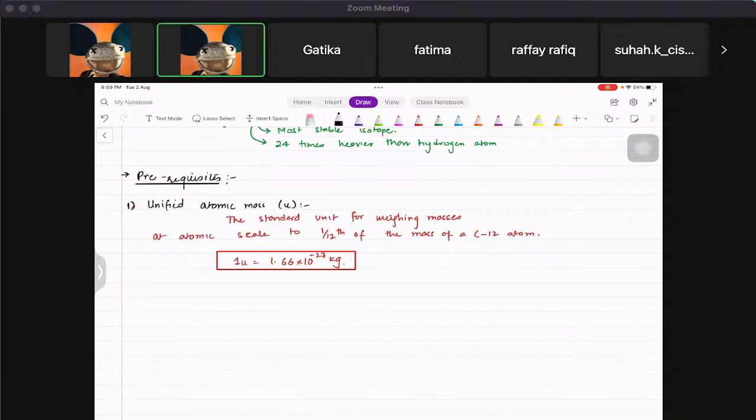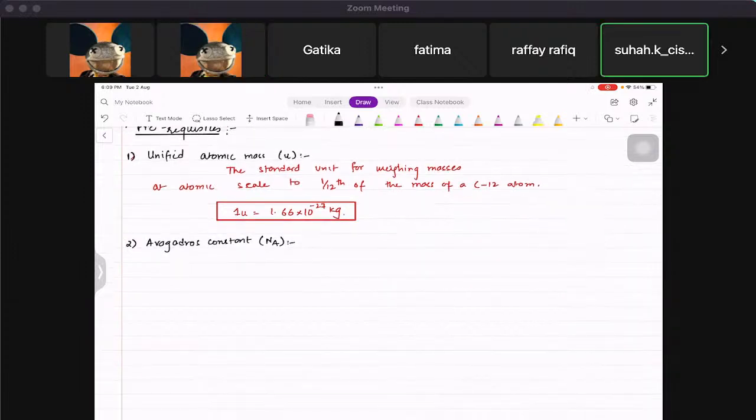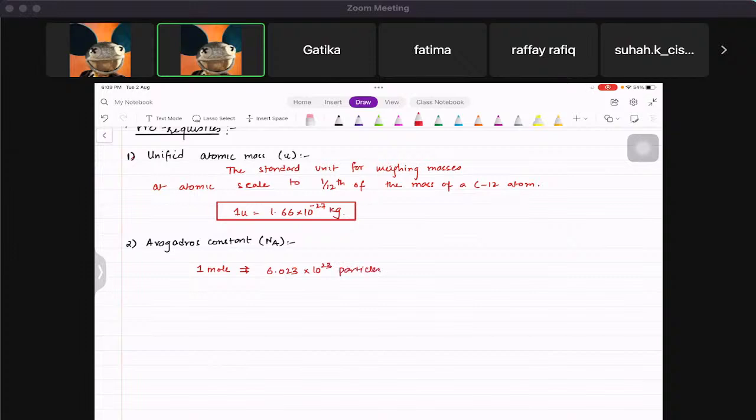The next thing you should know is Avogadro's constant, and this is given in the exam data page as well. Okay, so it's written with Na. Avogadro's constant means that 1 mole is equivalent to 6.023 times 10 raised to power 23 particles. This is what it means. Okay.